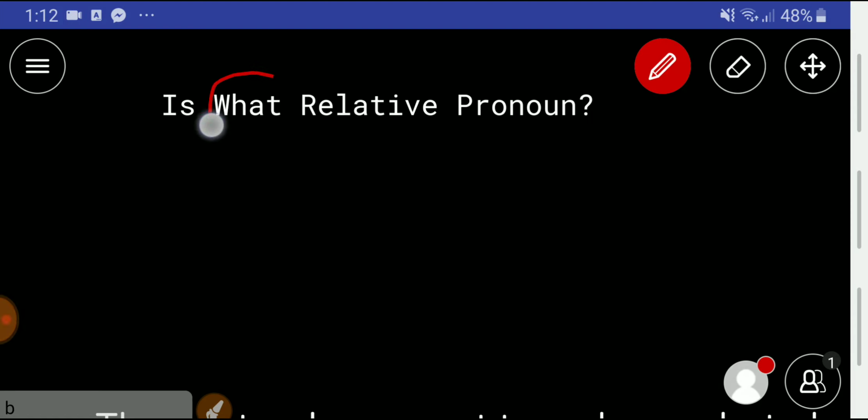Today we'll determine whether what is a relative pronoun or not. Okay, before giving you the answer, let me introduce you to the relative pronoun, right?